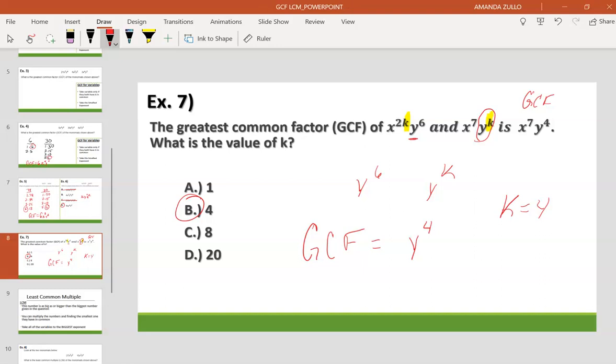Well, let's just see if it works out. So we have x to the 7, and over here we have x to the 2 times k. So if we're saying k is 4, what's 2 times 4? 2 times 4 is 8. And they're telling us that our GCF is x to the 7. Well, that makes sense because 7 is less than 8. Okay, so just look at where you have one of the k's.